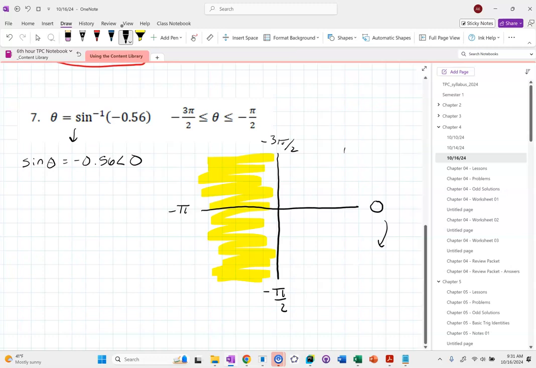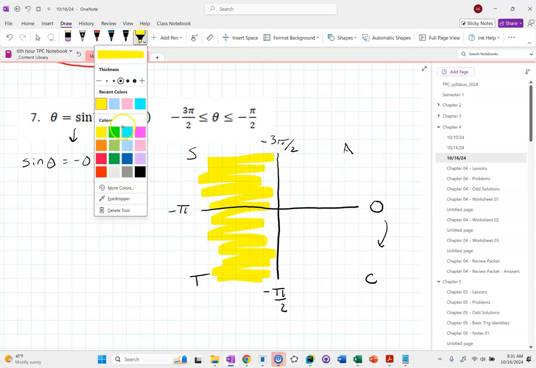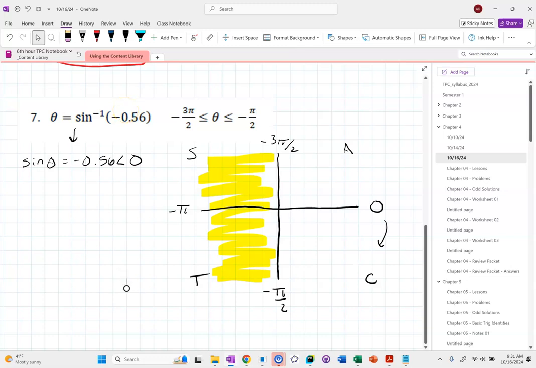Then we do all silly turtles crawl. Remember, what these letters are telling me is which functions are positive in that quadrant. So quadrant 1 is A. That tells me that all of my functions are positive. We care about where sine is negative, so we don't want quadrant A. Quadrant 2 is S. That tells me sine is positive there. We don't care about that. We want where sine is negative.